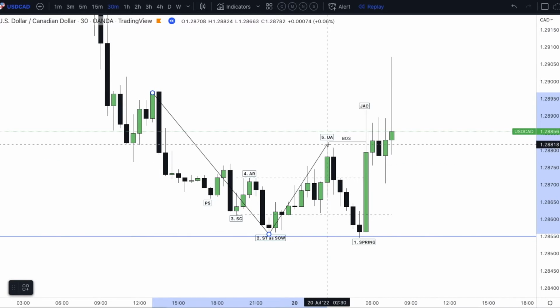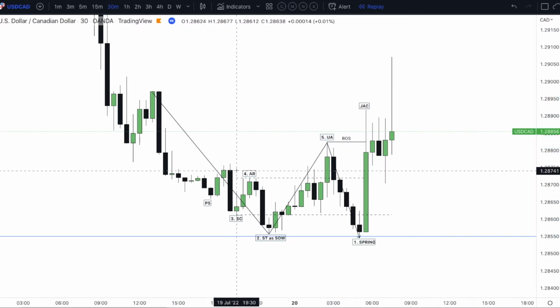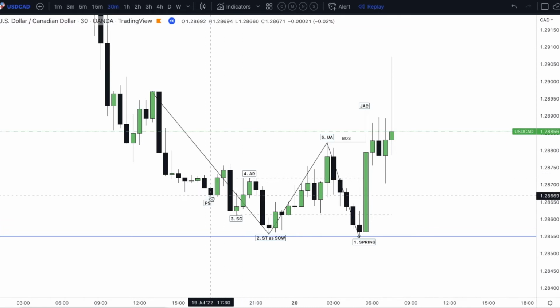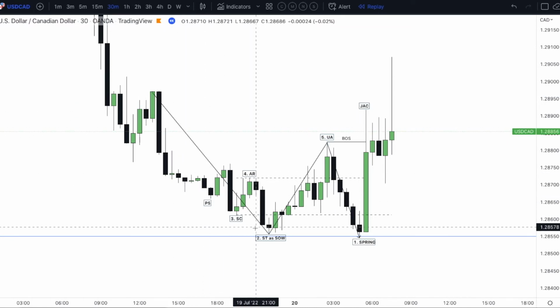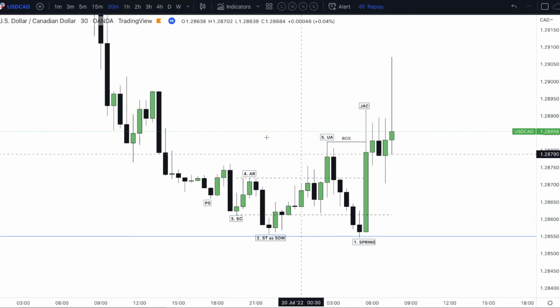Lower low, lower high, lower low. All of this in between is considered as noise. Okay, so that's the noise. So here's our actual market structure. Lower high, lower low, lower low, lower high, lower low. And as we can see, we got a break of structure here.